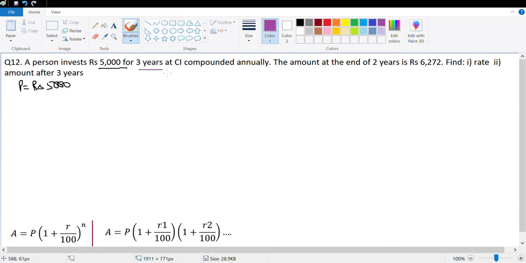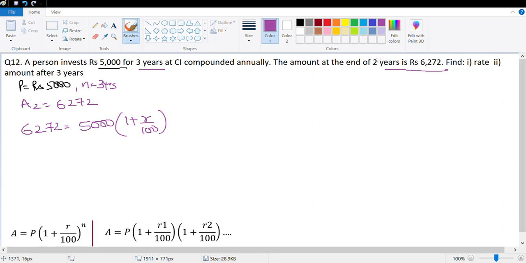Next, for 3 years, N is 3 years, compound interest. Amount at the end of 2 years is 6272. Find the rate, find the amount in 3 years. So we know amount, which is 6272, is equal to principal, in this case 5,000, (1 + r/100) raised to the power 2. This is at the end of 2 years. So dividing both sides by 5,000, what we get is (1 + r/100) raised to the power 2.